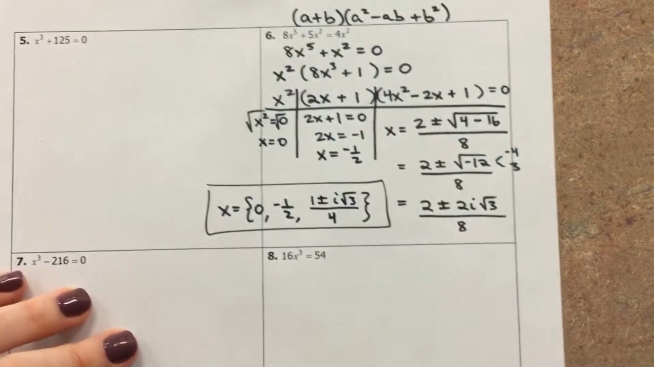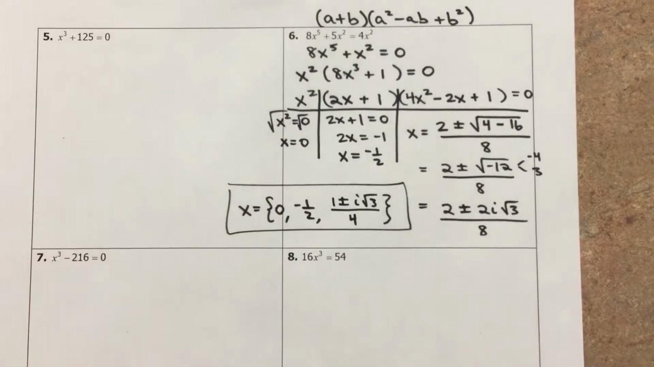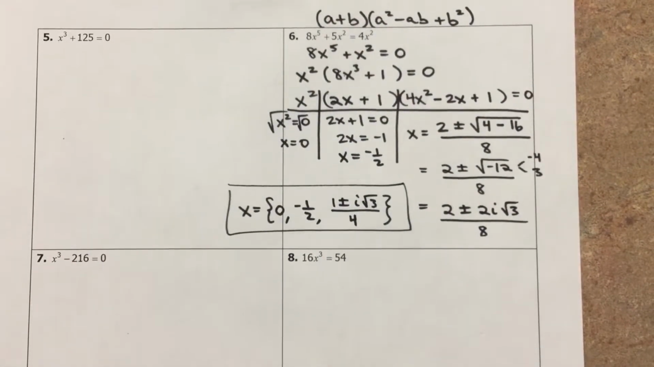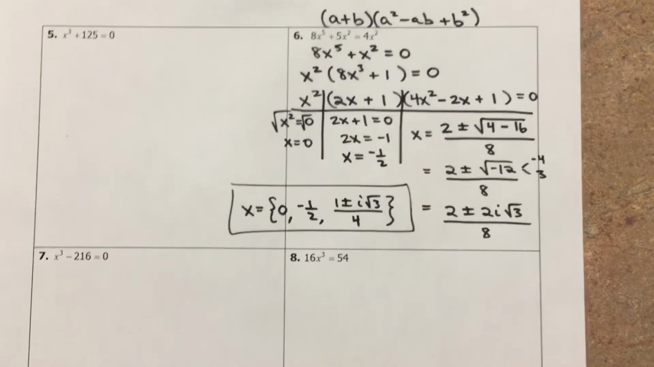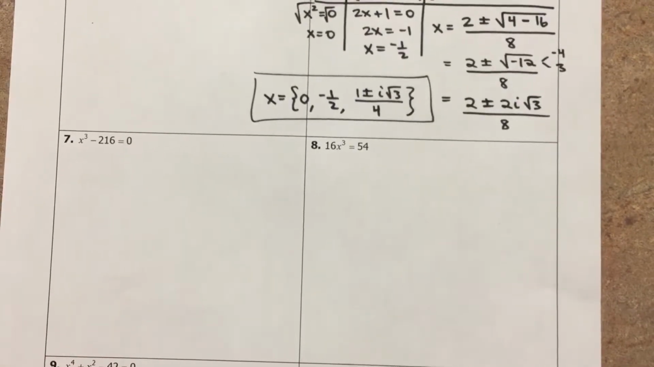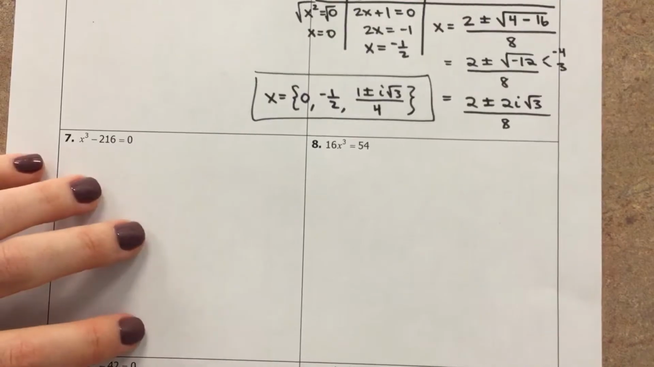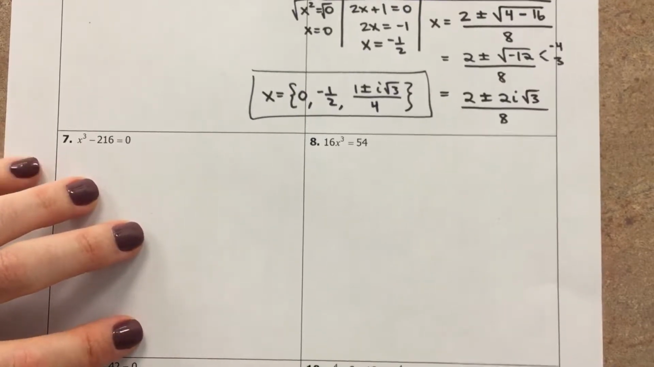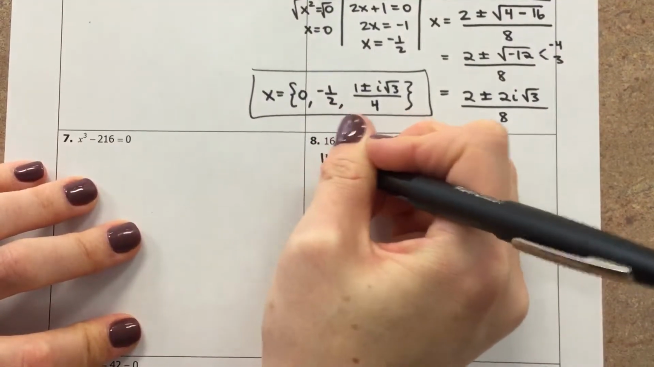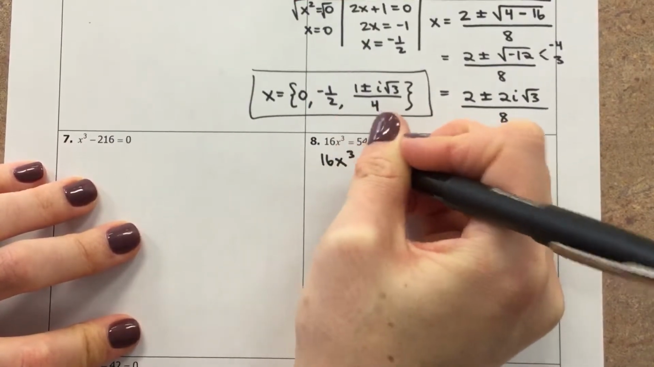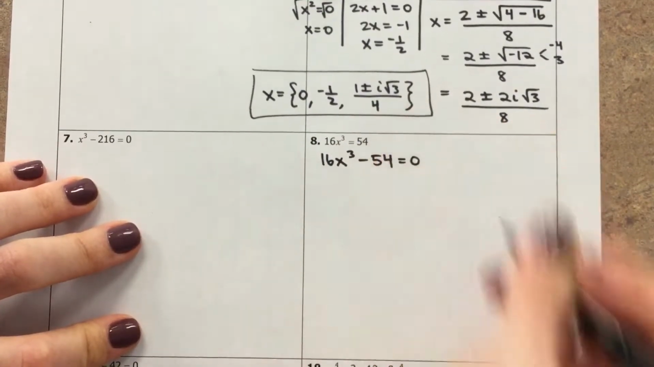We're not doing number 5, so we can bleed over into that problem a little bit. All right, we're going to do one more in this set, and that is going to be number 8. So number 8, same first step. We get everything on one side, set it equal to 0. So I'm going to subtract 54 from both sides. So I have 16x cubed minus 54 is equal to 0.